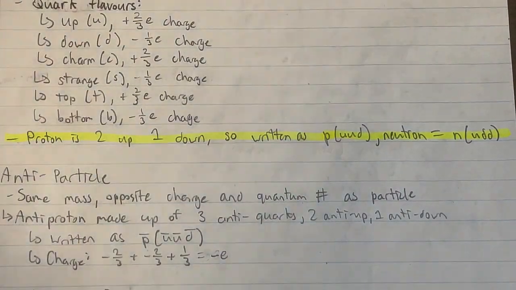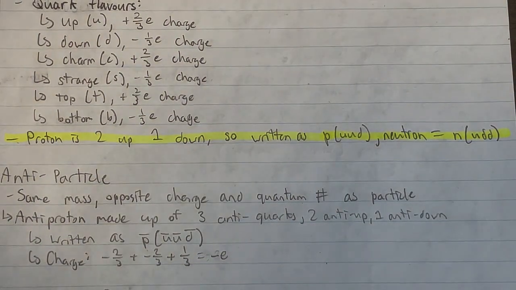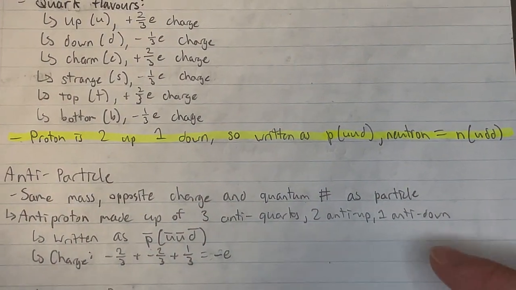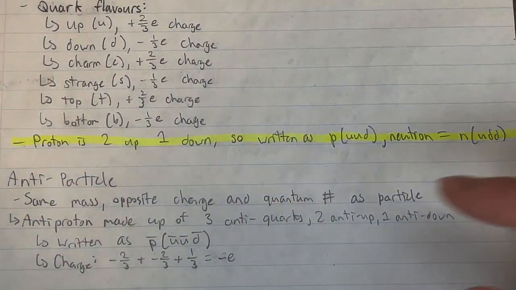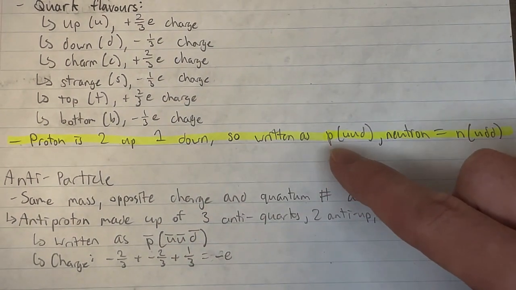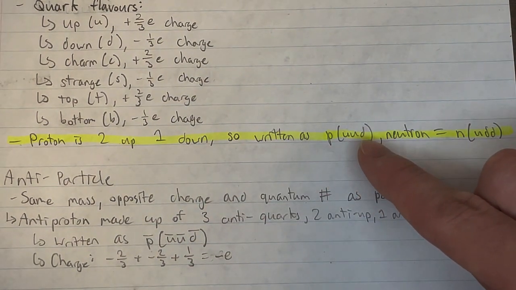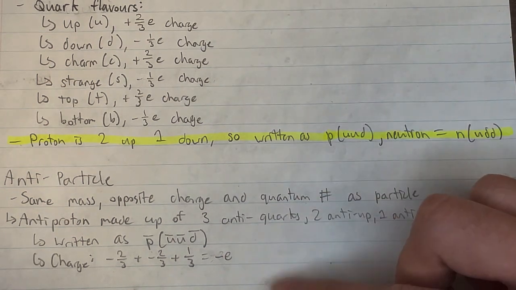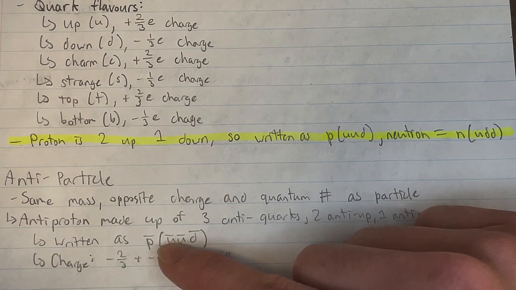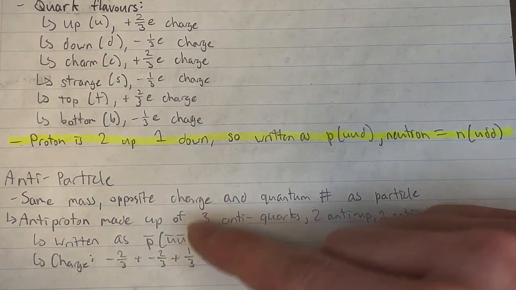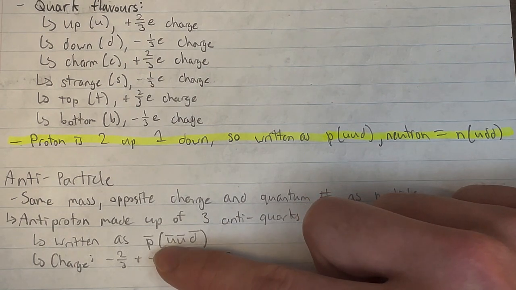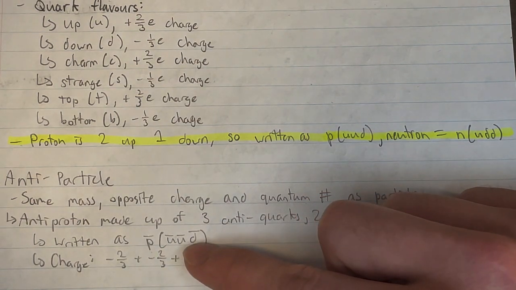So if we want to write out an antiparticle, we must put the lines above the letters. For example, if we have a proton, we normally write it as P bracket UUD closing bracket. However, if we want to write an antiproton, we must put lines over each letter to show that they are an antiproton: anti-up quark, anti-up quark, anti-down quark.